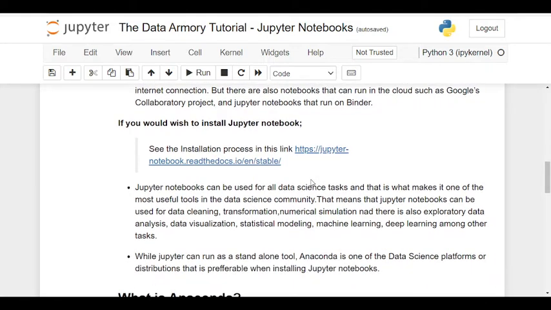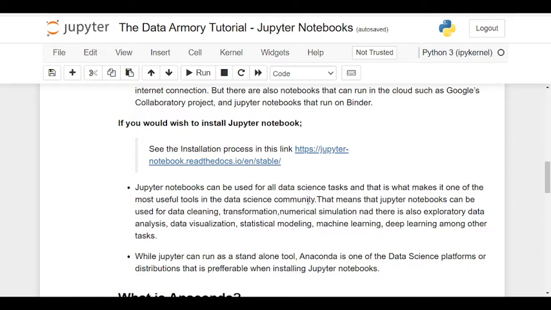Now, we can also know that Jupyter Notebooks can be used for all data science tasks, and that is what makes it one of the most useful tools in the data science community. We know there are a lot of tools in the data science community, and as technology continues to advance, we continue to see more and more tools coming to the help of the data science community.